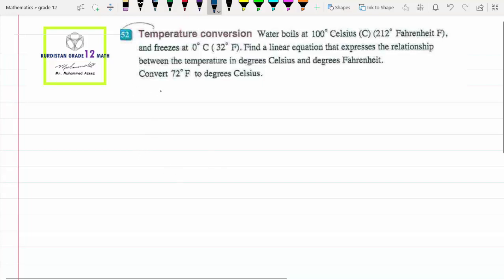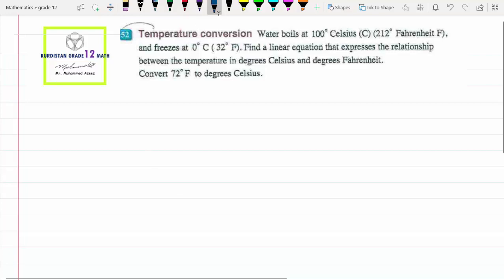Let's start. This is question 52. Temperature conversion. Water boils at 100 Celsius, which is 212 Fahrenheit. The question says find a linear equation that expresses the relationship between the temperature in degrees of Celsius and degrees of Fahrenheit. And then it says convert 72 degrees Fahrenheit to degrees Celsius.